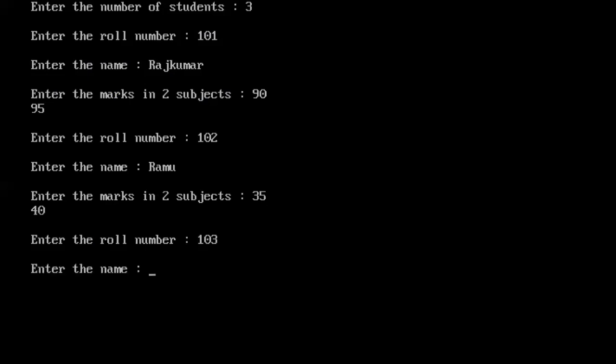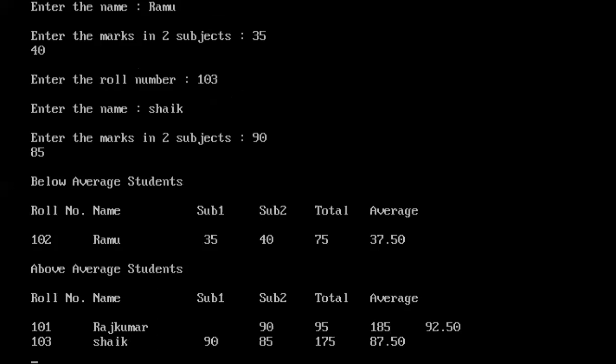Sheikh has scored 90 and 85. So when you enter all the marks, we get the output of the below average student and the above average student. The roll number 102, name is Ramu. Subjects: he has scored 35 and 40. Total is 75. That is average 37.5.